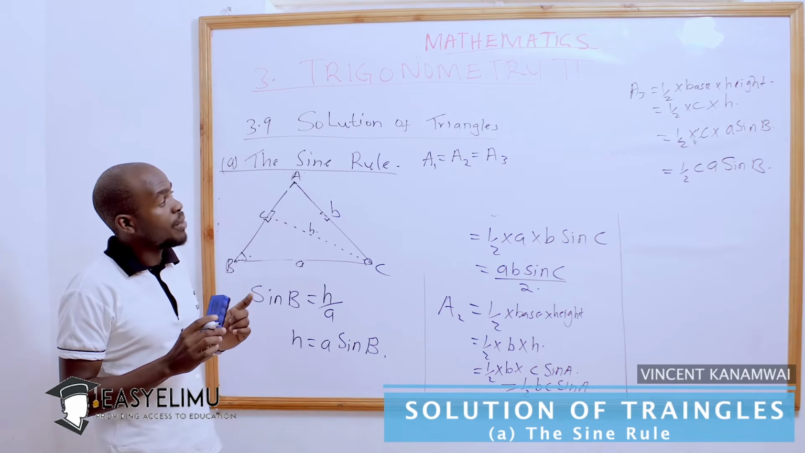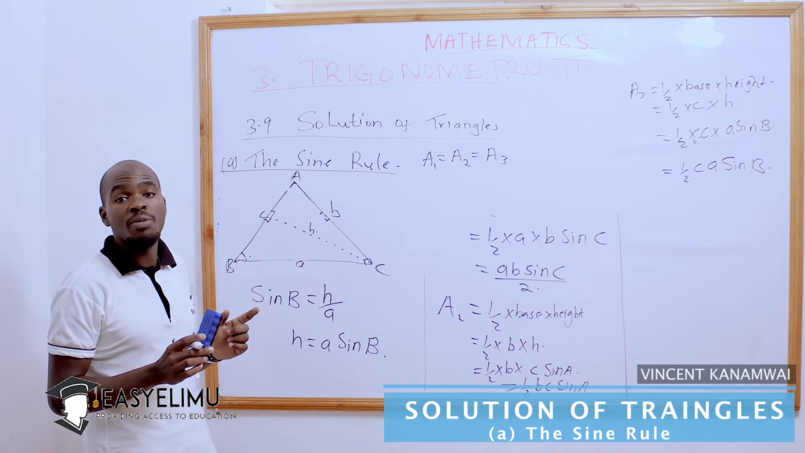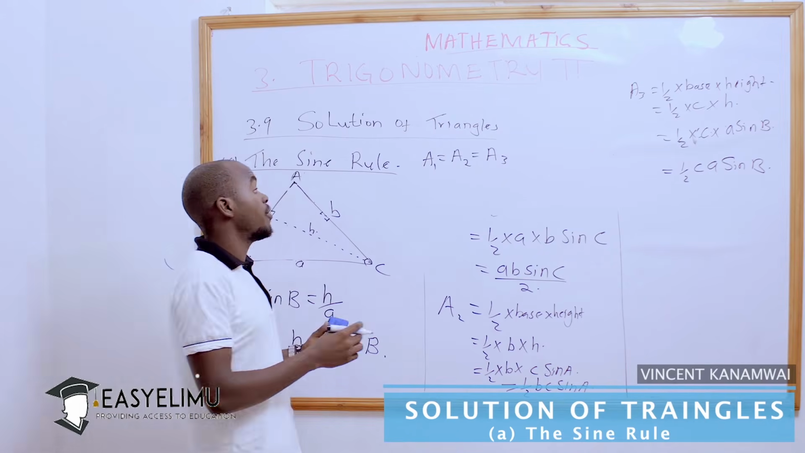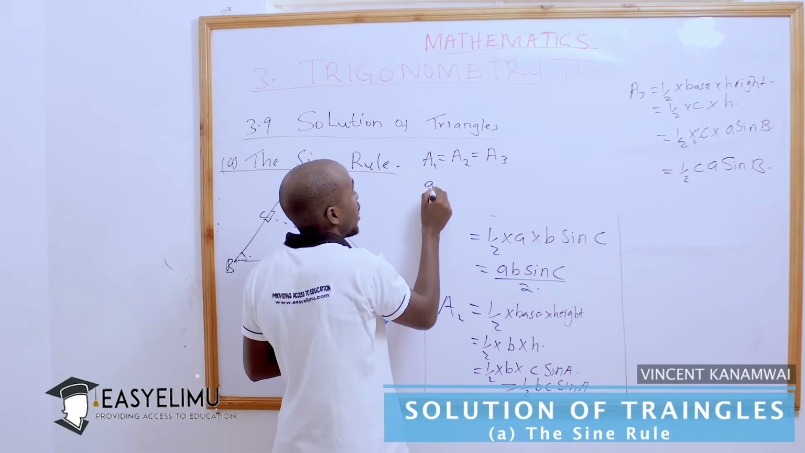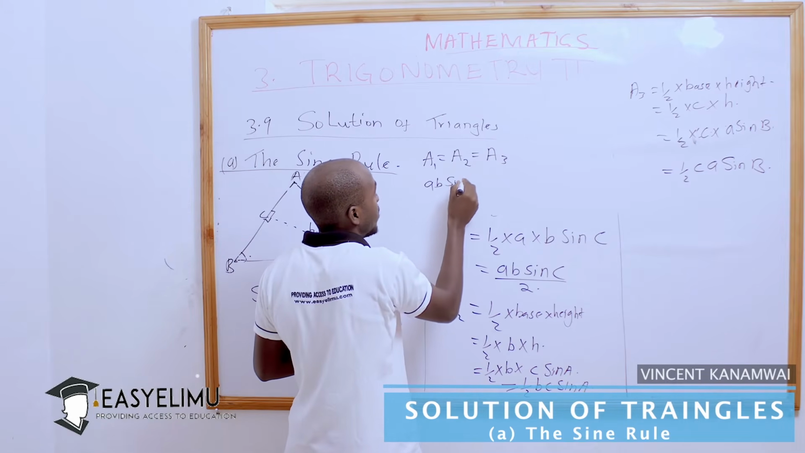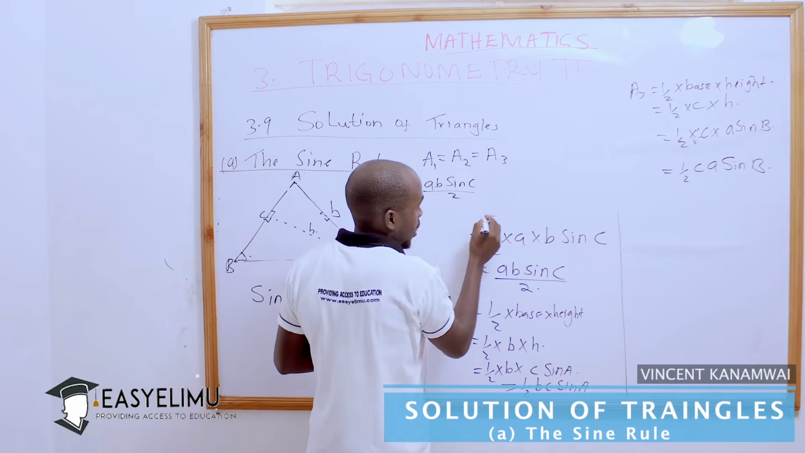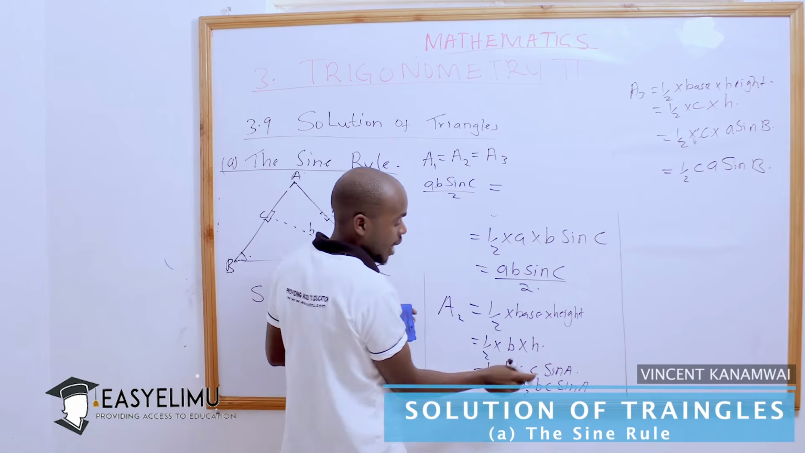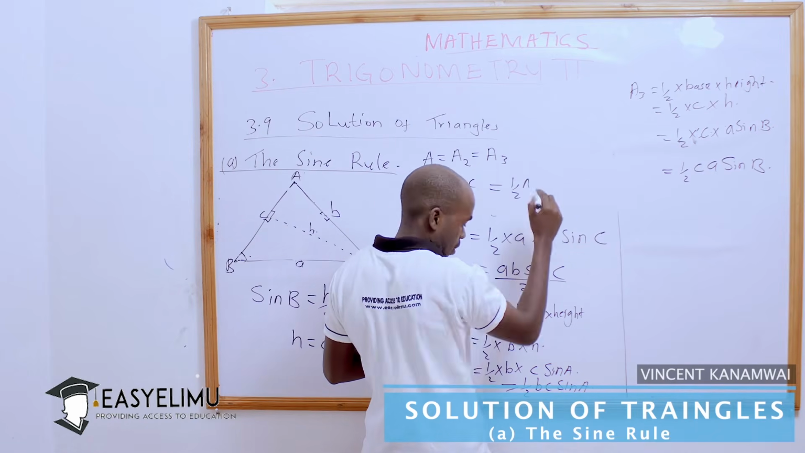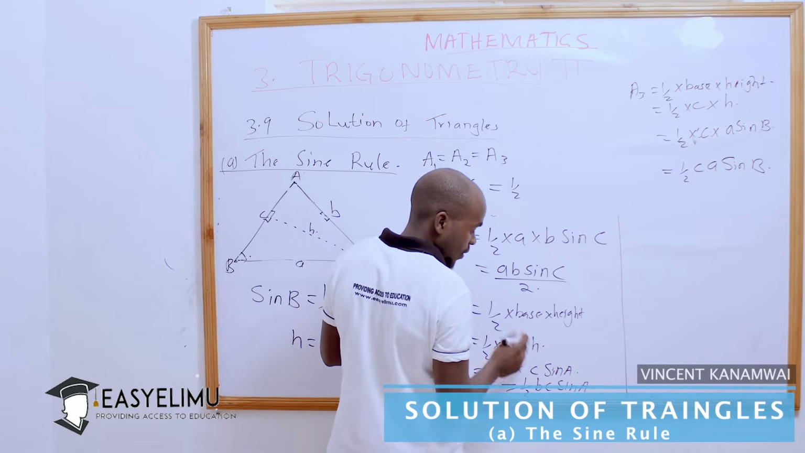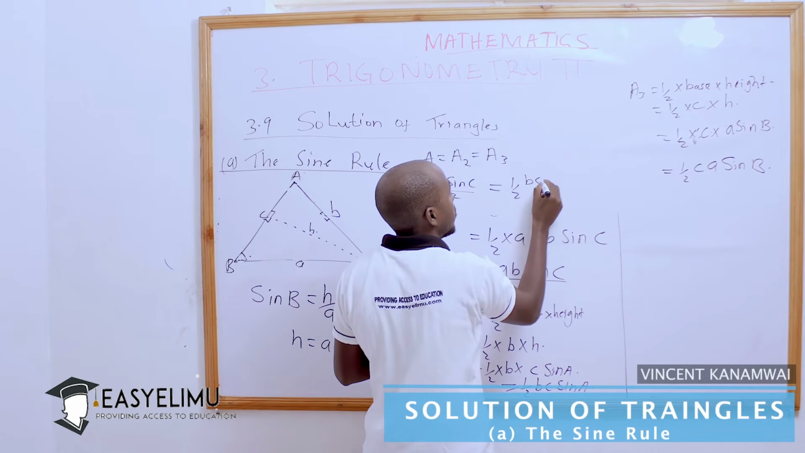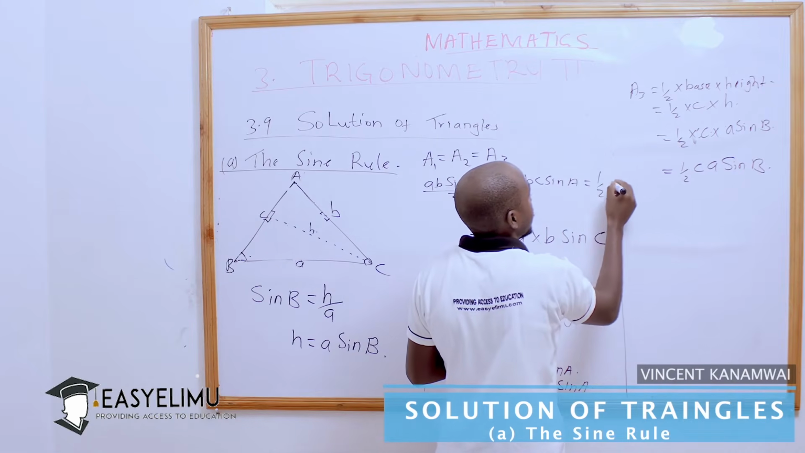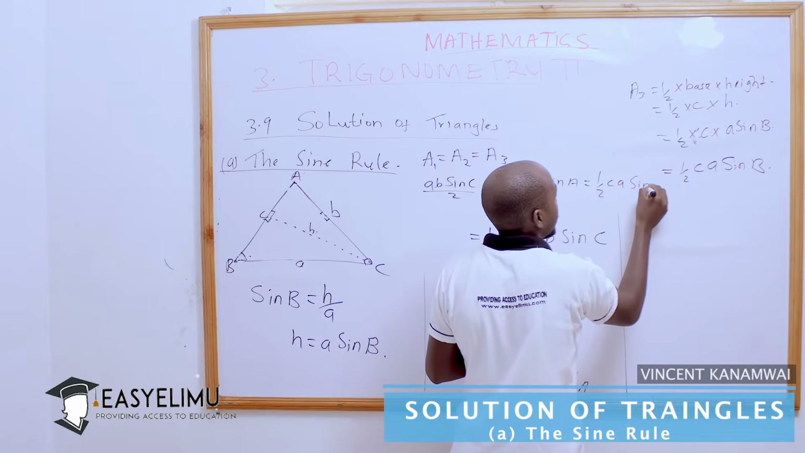Since the areas are the same because we were using just different bases of the same triangle, for the first one we had AB sine C over 2. That is for A1. And then for A2, we got a half BC sine A. And the third one was a half CA sine B.